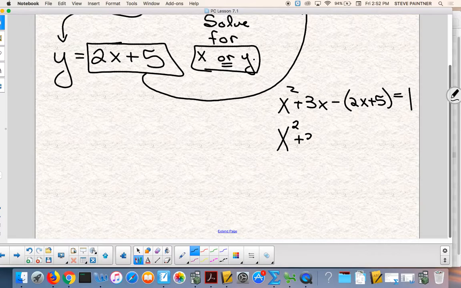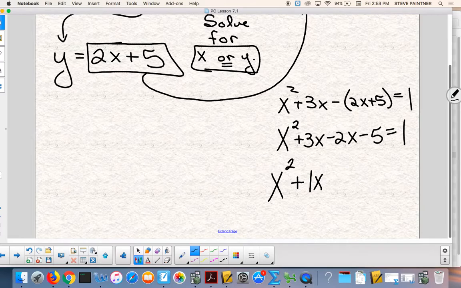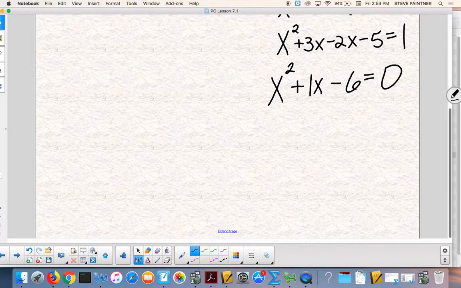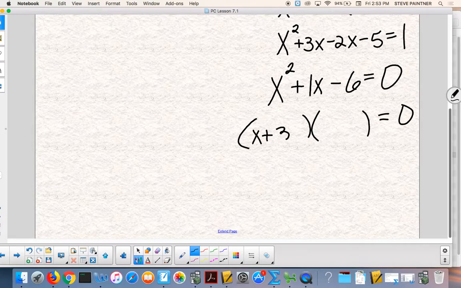X squared plus 3x, take away 2x, take away 5 equals 1. I hope you notice it's quadratic. Quadratic, get it in standard form. X squared plus 1x, take away, if I move the 1 over, it's 6. Solve that quadratic. You could use the formula, but don't use the formula. Always look first to factor, and this one is factorable. X plus 3, x minus 2.